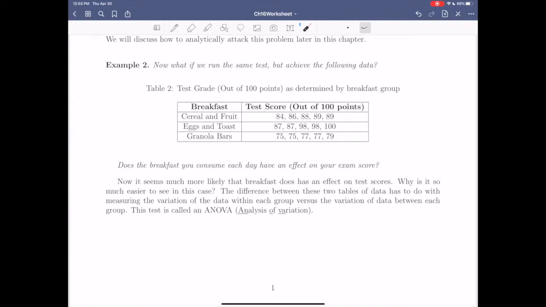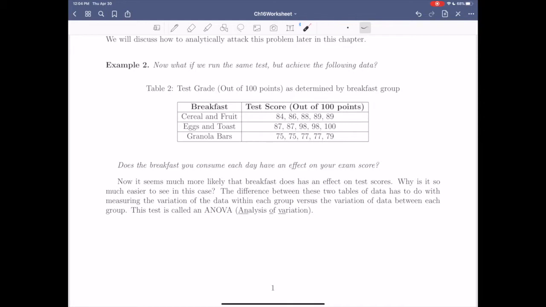So look at the second and third group in particular, right? Those are just different, they don't even overlap. The minimum of the second group is higher than the maximum of the third group. They're just completely non-overlapping data sets. And so now it's much more likely that the choice of cereal does have an effect on the test score, because the variation within groups is much smaller than the variation between groups.